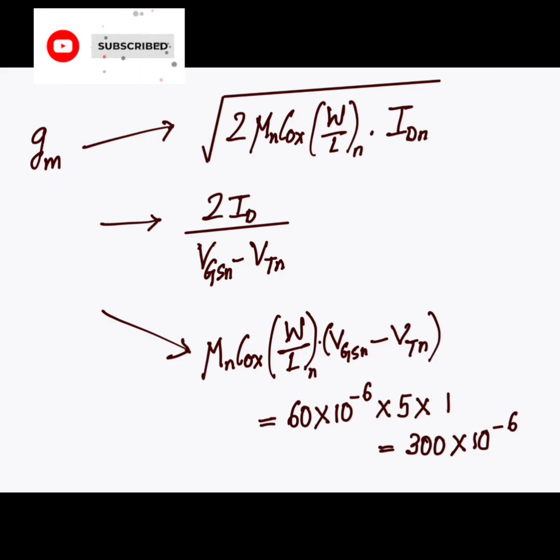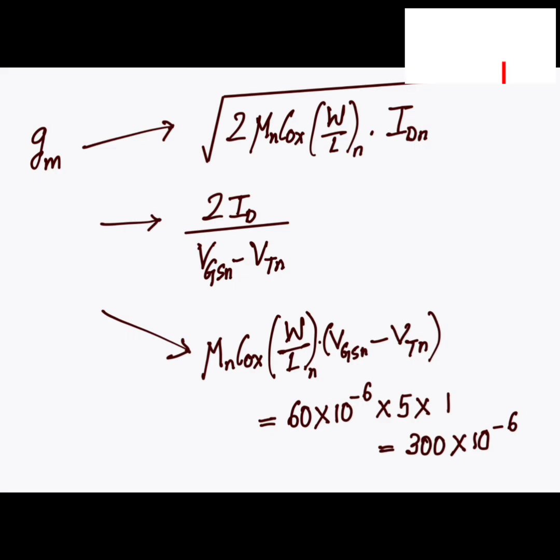Suppose you don't have the value of the overdrive voltage, then you should use the first formula. Suppose you don't have the value of mu n COX W by L, then you should use the second formula. And if you don't have the value of the current, and in this case the current value is not given initially, then you should use this third one. So mu n COX is already given, which is 60 microampere per volt squared, the W by L ratio is also given, and the overdrive voltage you have to find out.